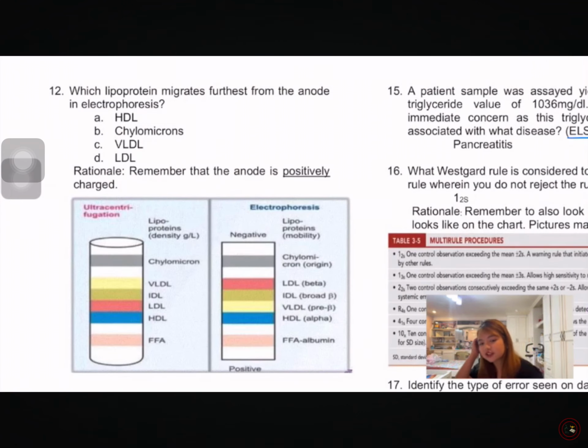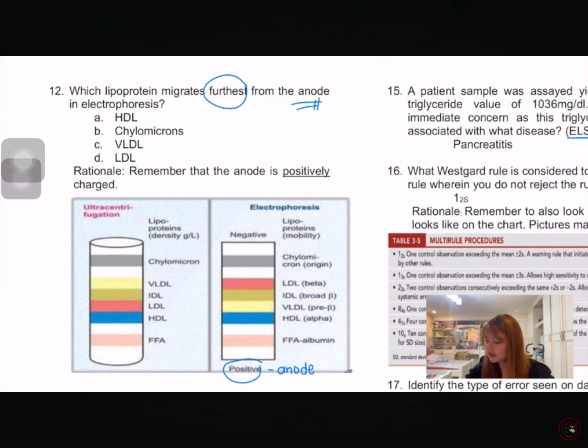So yung next question natin is, which lipoprotein migrates furthest from the anode in electrophoresis? So hanggang ngayon guys, nalilito pa rin ako dito. Remember that anode is positively charged. It attracts a negatively charged anion. So, sa pole na to, kunwari, positive, ito nun yung anode. I know it's like, dapat alam ko na to by now, pero nalilito pa rin talaga ako.